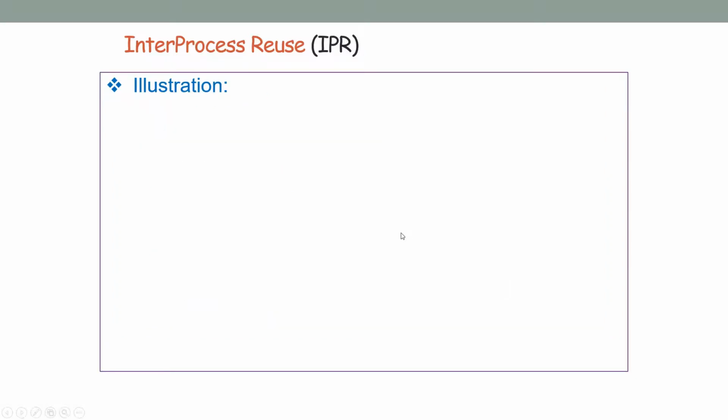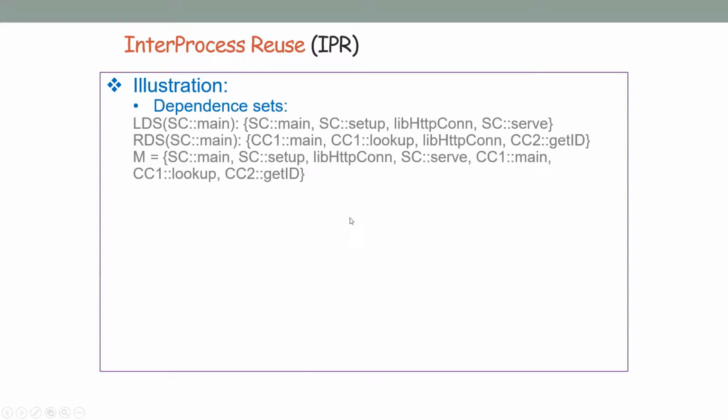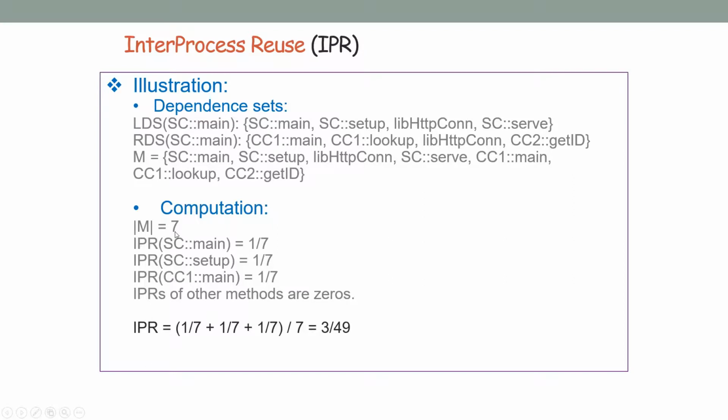Let us consider the same example for IPR illustration. Suppose I have LDS, the local dependence set, RDS, the remote dependence set, and M, the entire set of covered methods, as shown. The size of M is 7, so the three method level IPRs are 1 divided by 7 because the size of the intersection between LDS and RDS is 1. The system level IPR is those 3 divided by 7 and divided by 7, which is 3 divided by 49.